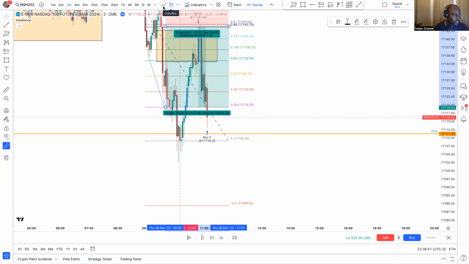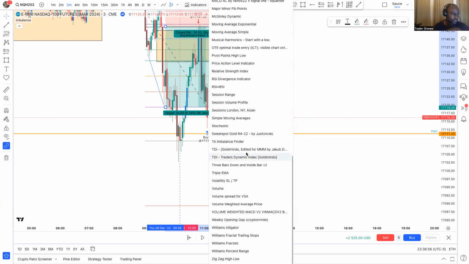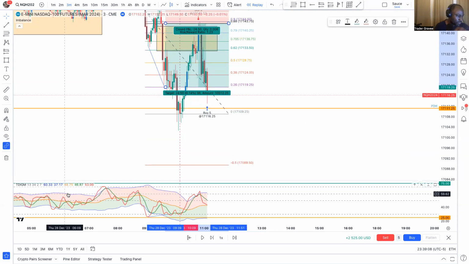However, before I go, let me show you the TDI I use right here. Sometimes it disappears for some reason. I gotta sometimes put it on there twice. I didn't get rid of it. So that's the TDI I use.